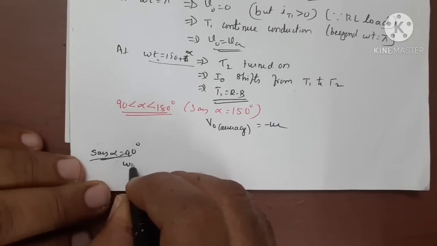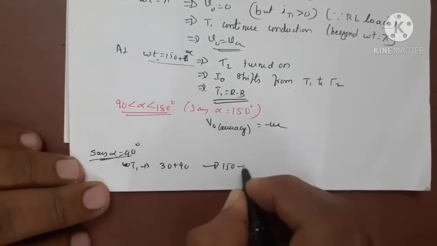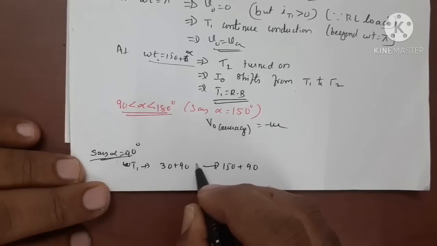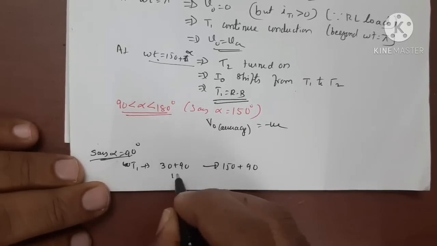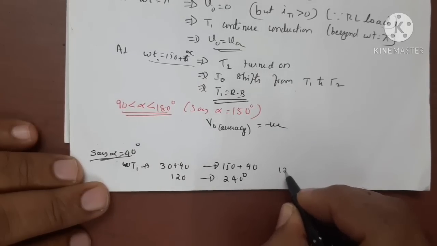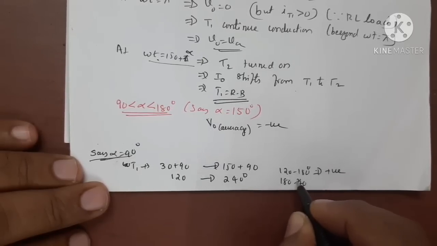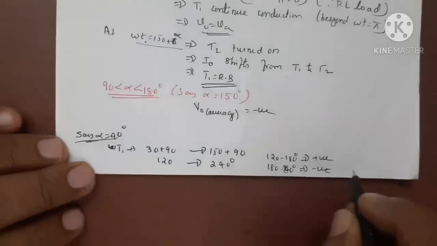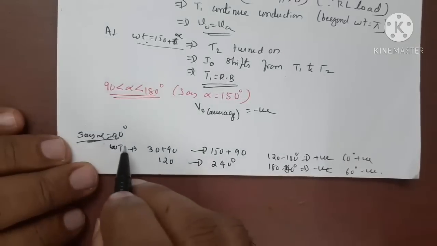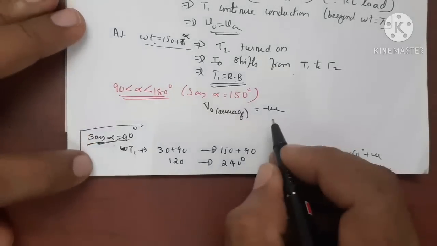So T1 will be conducting from 30 plus 90 to 150 plus 90, because the next triggering happens only at 150 plus 90, because this alpha is common for all the three phases. So that means T1 will conduct from 120 to 240 degrees. That means the 120 to 180 degree portion is the positive portion of the waveform, and 180 to 240 degrees will be the negative portion. That means 60 degrees positive waveform and 60 degrees negative waveform. So this is the boundary. If it is beyond 90, it will be more negative voltage. You can analyze by yourself. So V0 average is negative.